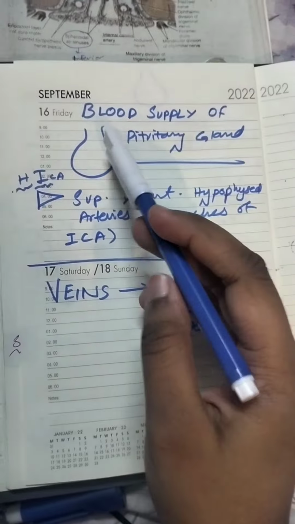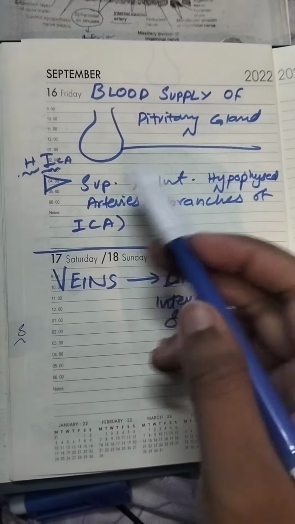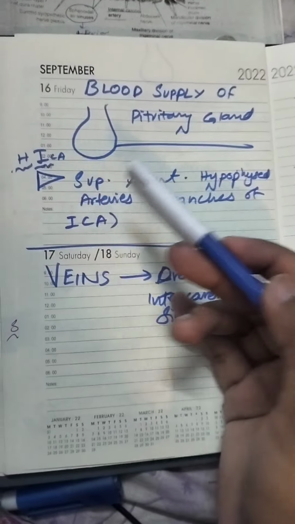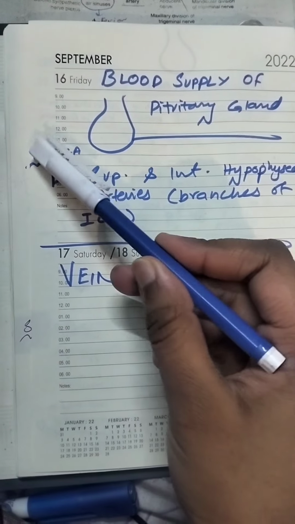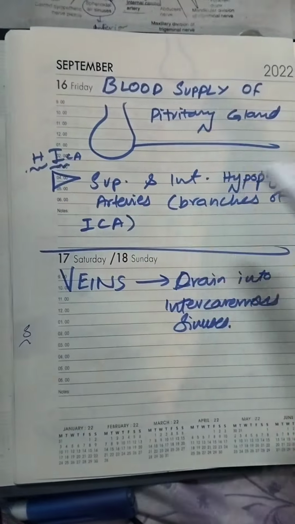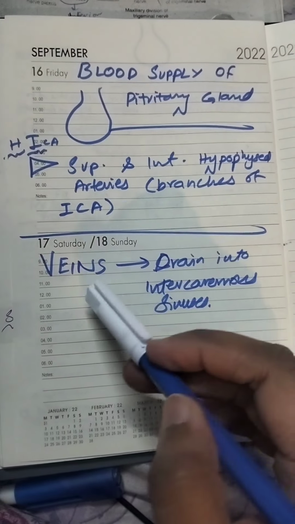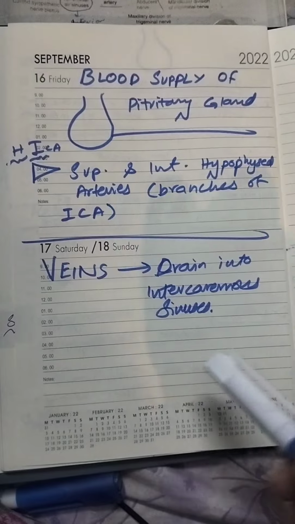Now let's talk about the blood supply of the pituitary gland. You can remember this with HICA, so like you just hiccuped, okay? So we have the superior and inferior hypophyseal arteries, which are branches of the internal carotid arteries. And then when we talk about the veins, they are going to drain into the intercavernous sinuses.